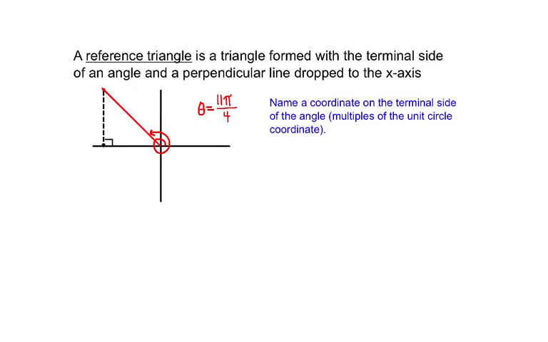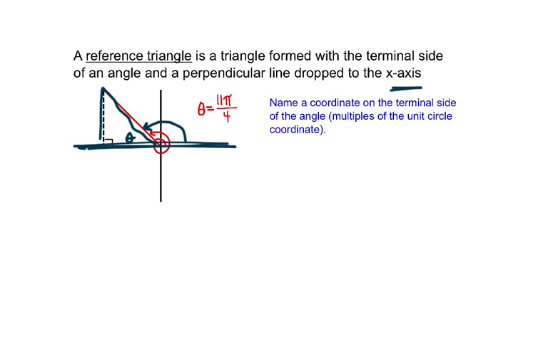Alright, so here is our definition of a reference triangle. This is what we've been making this entire beginning of the notes here. So a reference triangle is a triangle formed with the terminal side of an angle and the perpendicular line dropped to the x-axis. So we mentioned that this is kind of our home base, and then when we think about our angle, it's going to that angle, but then using the acute measure of it. So depending on whatever hundreds of degrees it is, we're trying to find the acute angle that makes up that right triangle, with the angle being the one closest to the origin.